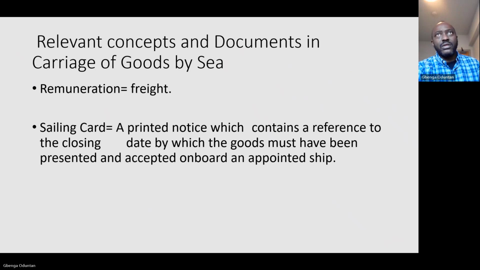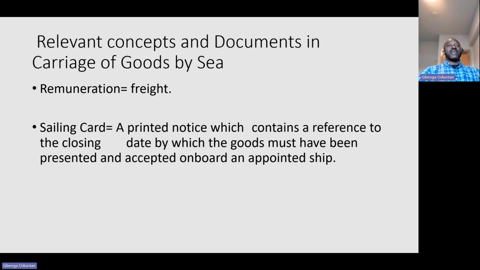Enough about the dramatis personae. Now let's talk about the specialized papers that are needed in this area. One of the initial specialized papers that you need to know about is the sailing card. The sailing card is a printed notice which contains reference to when a ship is available, where it is available at, the date that the ship will be at the port, the date that the ship will start accepting goods, the date that the ship will stop accepting goods, the date that the ship will sail.